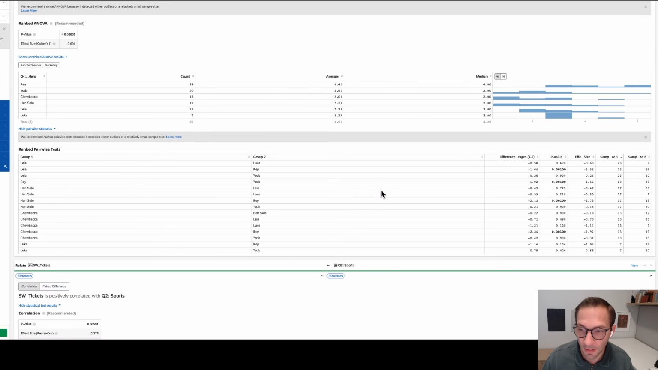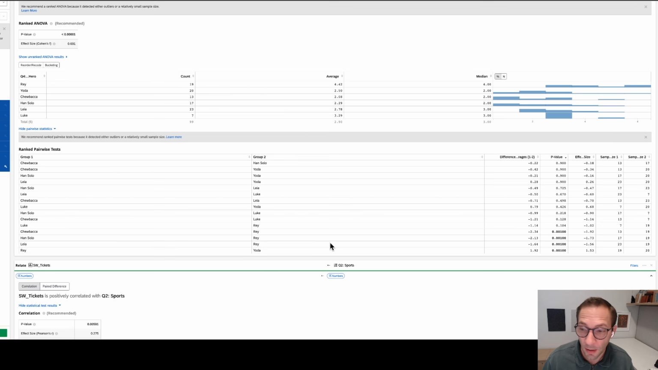Look at these p-values. Sometimes I even like to just sort from here, and then automatically down here below we have 4 comparisons that are significant. We have Chewbacca and Rey. Okay, I kind of expected that. Han Solo and Rey, Leia and Rey, and Yoda and Rey. All right, so it looks like Rey has the highest average, and the Rey fans were significantly higher than the Chewbacca fans, the Han Solo fans, the Leia fans, and the Yoda fans.